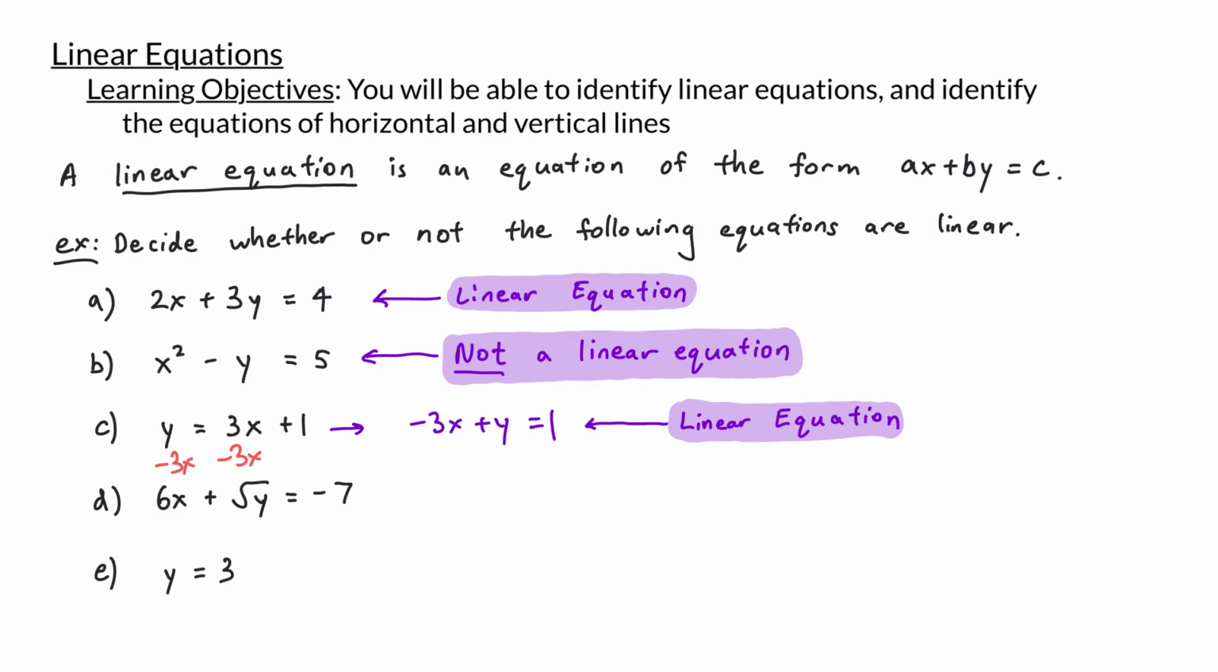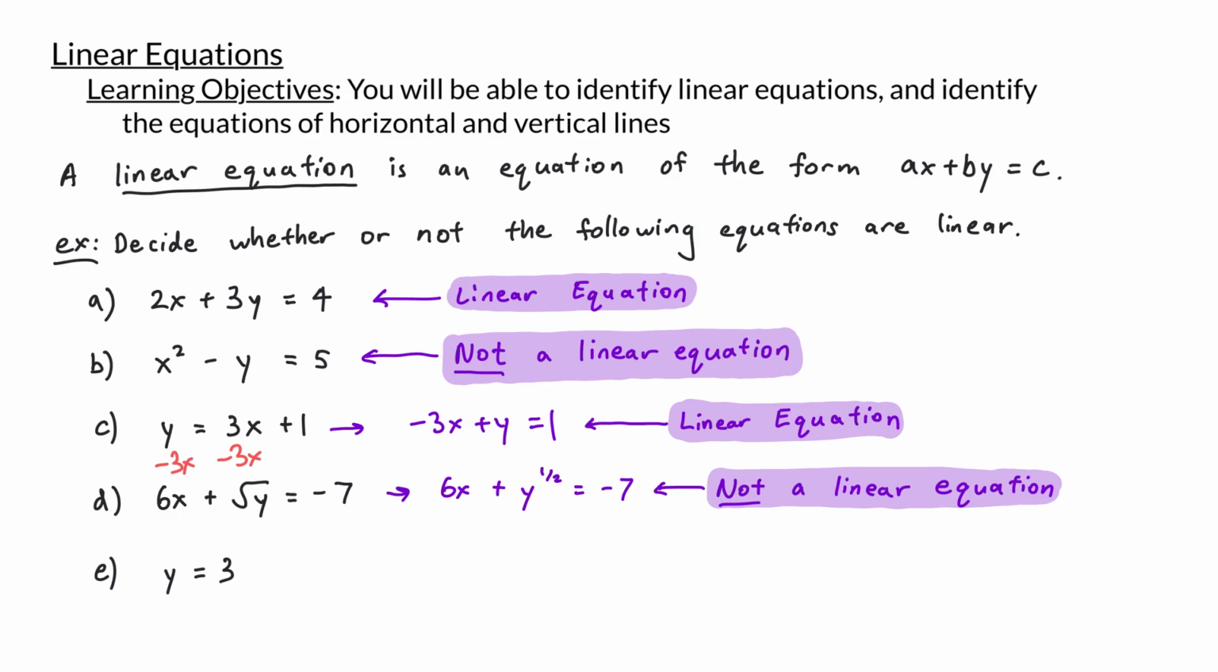In example D, we have 6x plus the square root of y equals negative 7. Here we can rewrite this equation as 6x plus y to the 1/2 power equals negative 7. Remember that any radical can be rewritten as a fractional exponent. So all we're doing here is we're rewriting the square root as a 1/2 power. Remember that for a linear equation, we can only have x to the first power and y to the first power. And in this equation, we have y to the 1/2 power. So the equation we have here is not a linear equation.